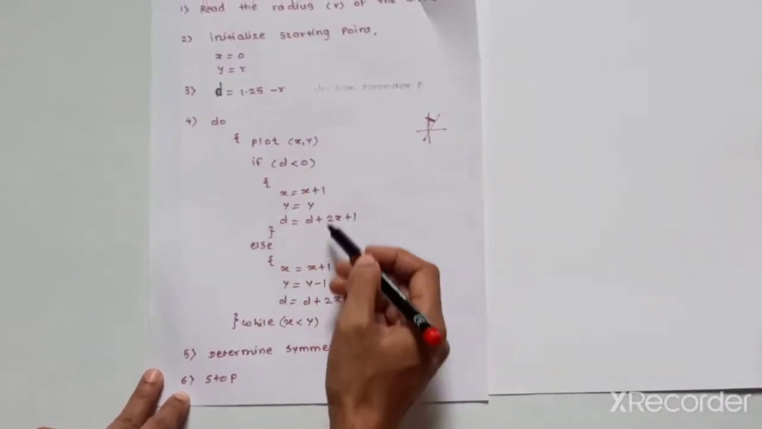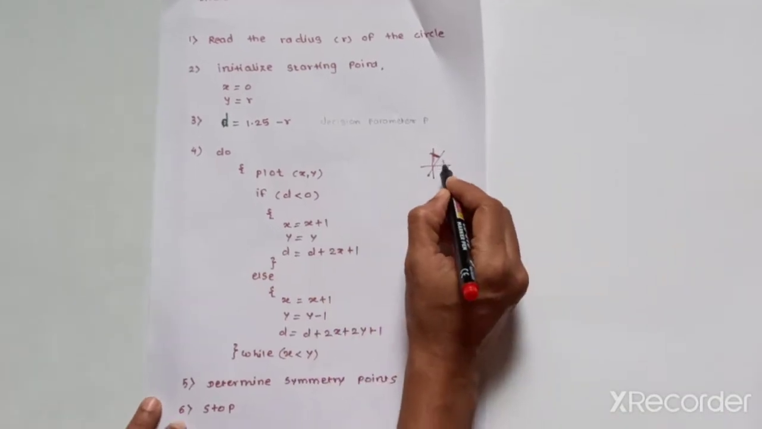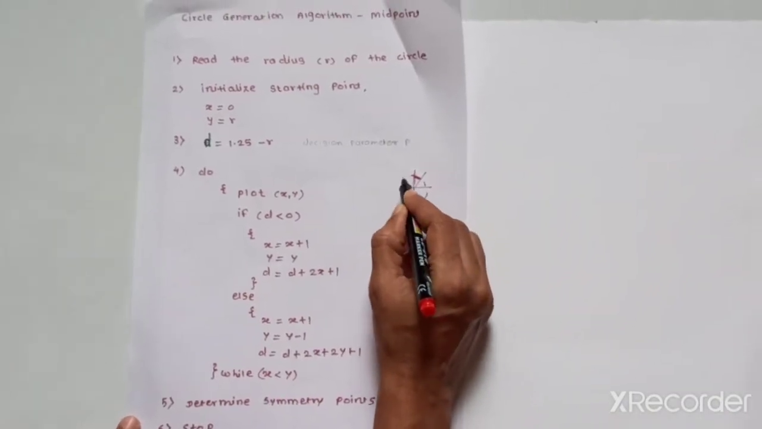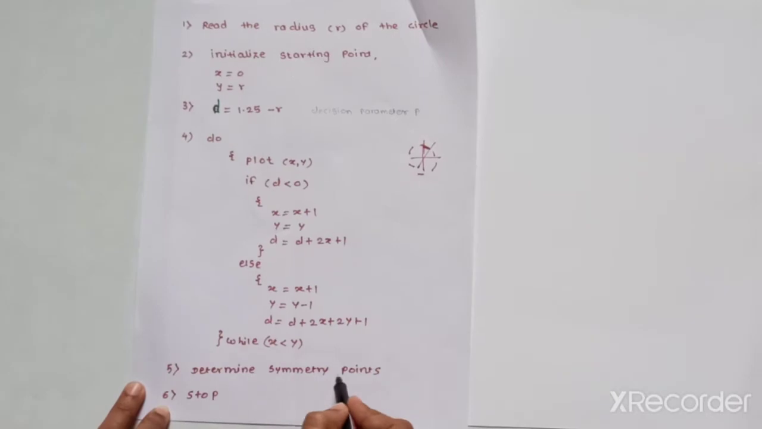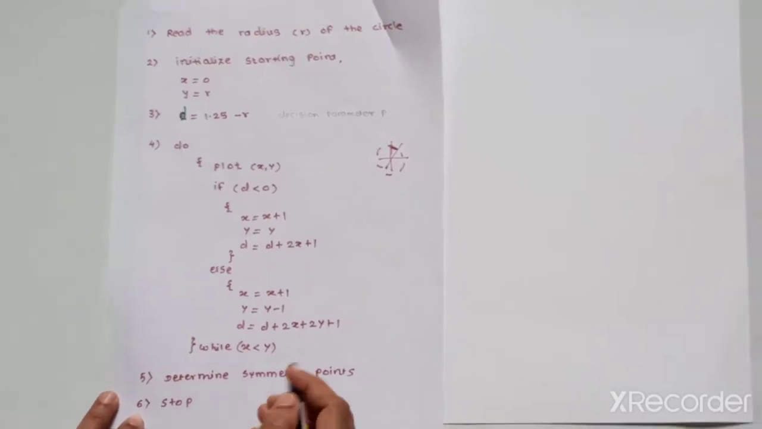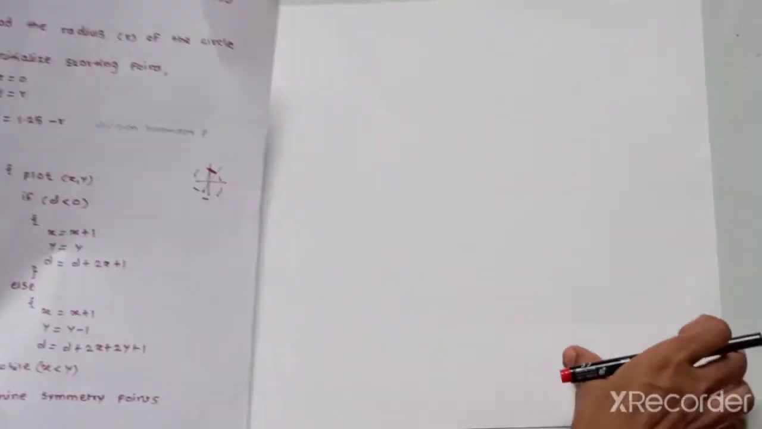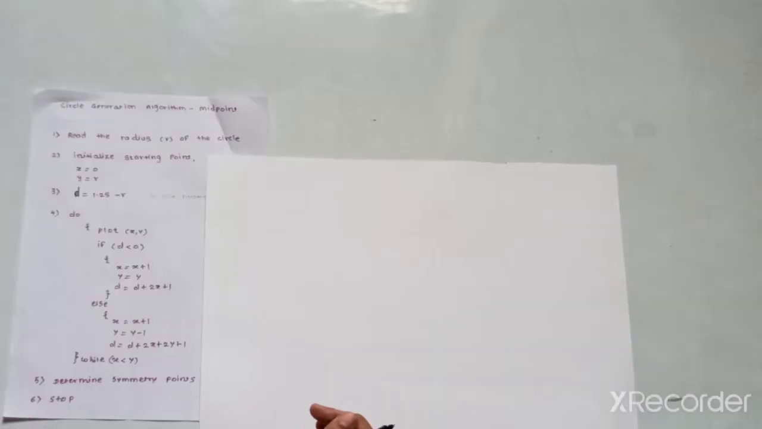After calculating all these points, for the remaining part of this circle, we have to determine the symmetry points and then we have to stop. Let us start with one example.